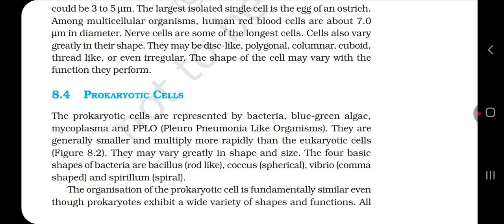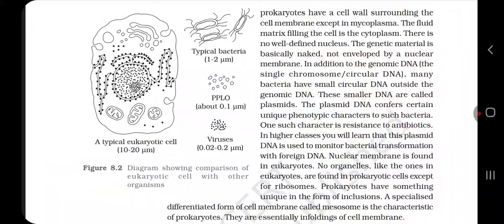The organization of the prokaryotic cell is fundamentally similar, even though prokaryotes inhabit a wide variety of habitats and have diverse functions. All the prokaryotes have a cell wall surrounding the cell membrane except in the mycoplasma, and a fluid matrix filling the cell, the cytoplasm. There is no well-defined nucleus. The genetic material is basically naked, not enveloped by a nuclear membrane.